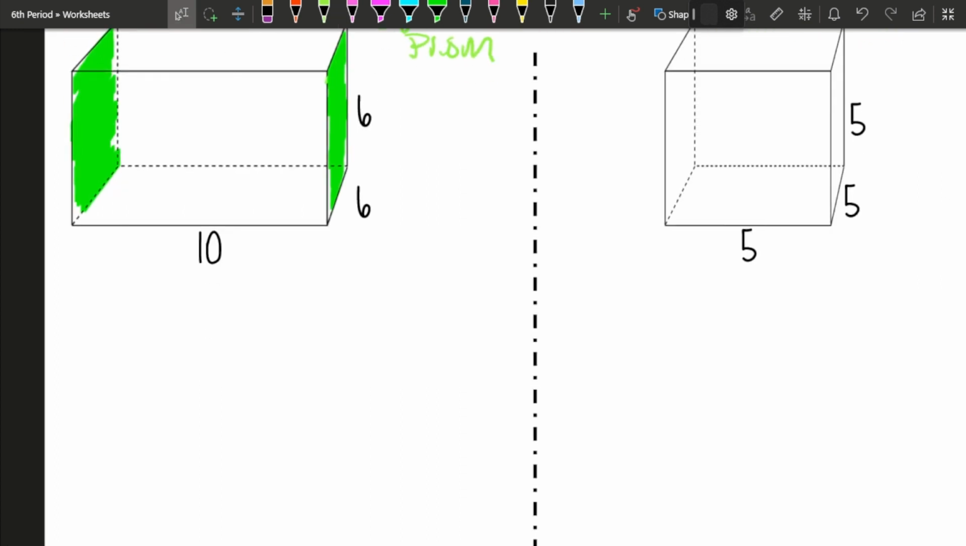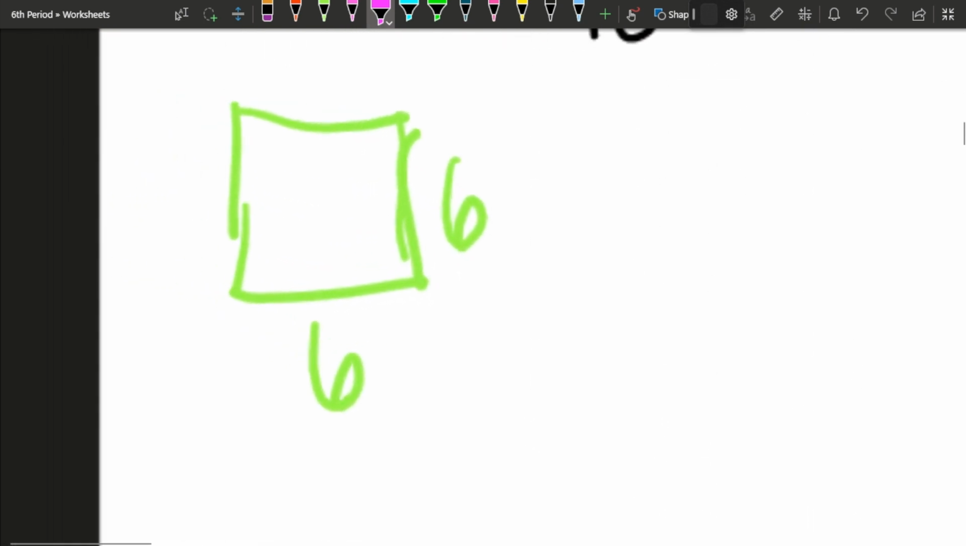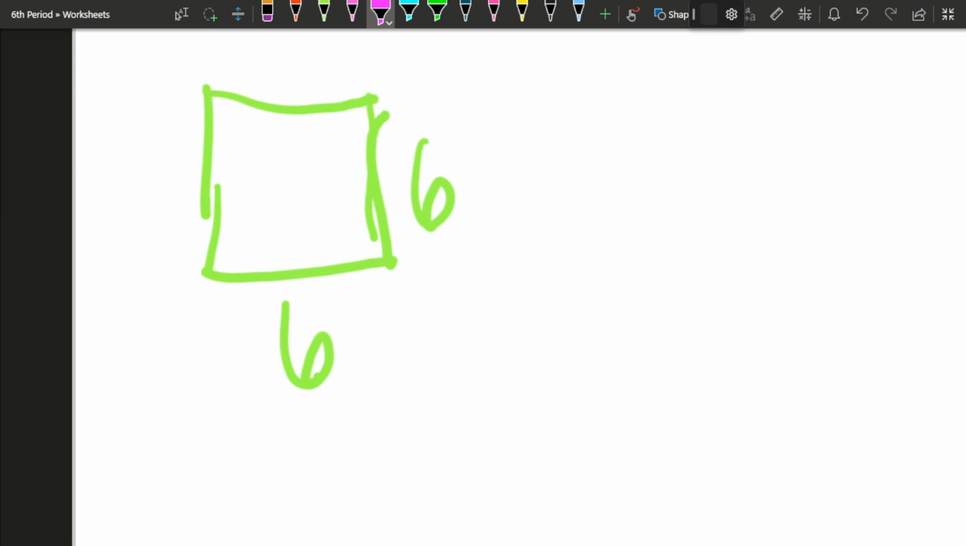So I'm going to draw this right here, the base on the side. And I'm going to put the numbers that go with that. In this case, it's 6 and 6. So at this point, I want you to ignore the prism altogether, okay? And I want you to only look at the base that you drew on the side.